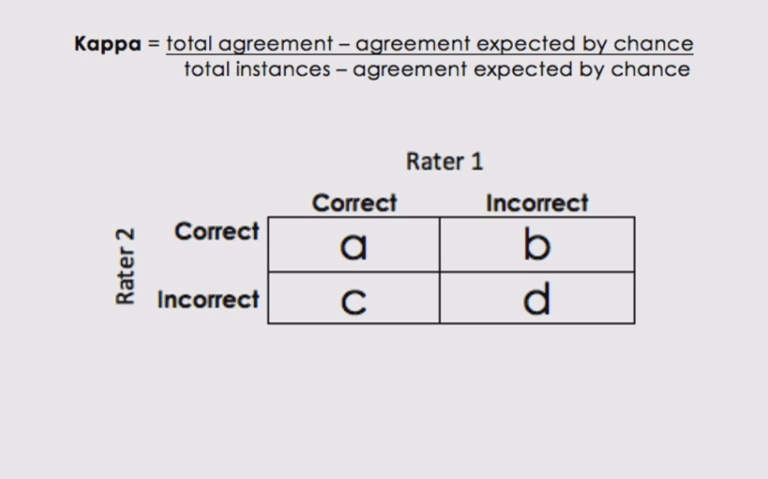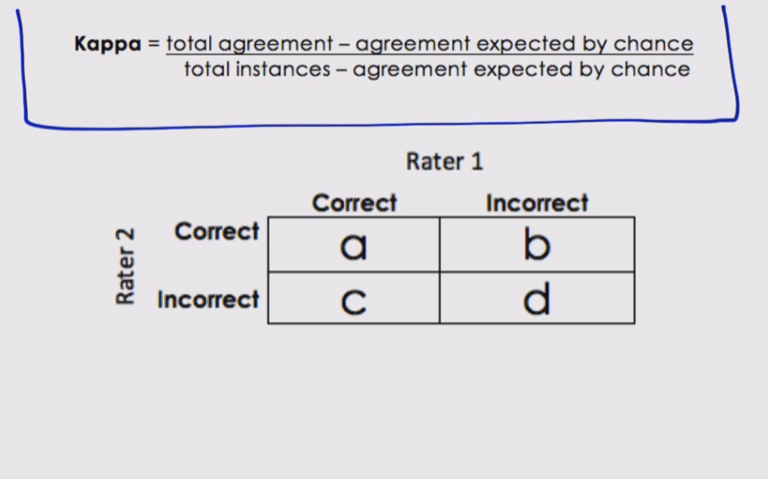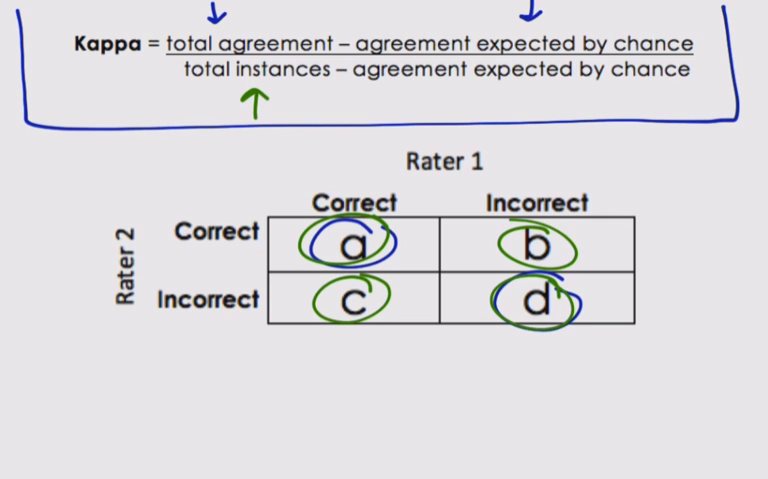If you think about what the formula for kappa is, it's right up here. I need to know the total number of agreed upon instances, which would be A plus D, those frequencies. And you subtract the agreement expected by chance, which we haven't calculated yet. I'll show you how to do that. And then you take that value and divide it by the total number of instances, which is A, B, C, and D, all the instances together, and you subtract that same agreement expected by chance. That's how this particular statistic takes into account chance.